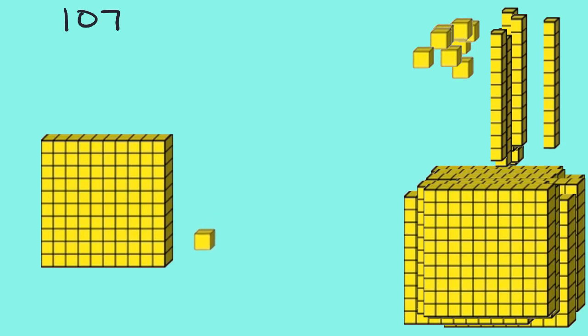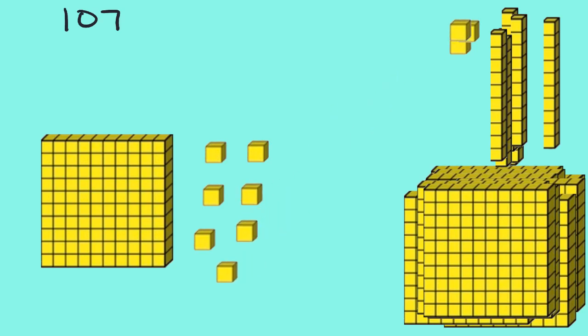So let's count them. 1, 2, 3, 4, 5, 6, 7. So that is 107. Now, if we wanted to write this number in expanded form, how would we do that? Think about it. Get ready. Yes, we would write 100 plus 7. Okay, good job.